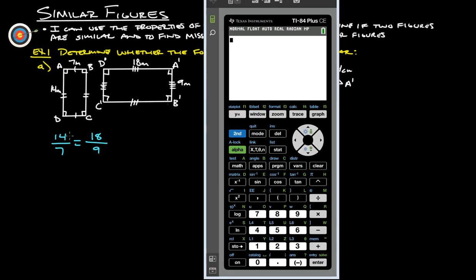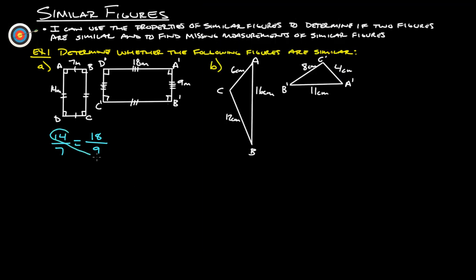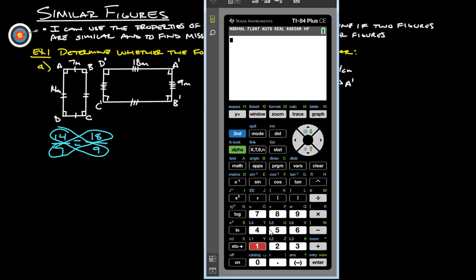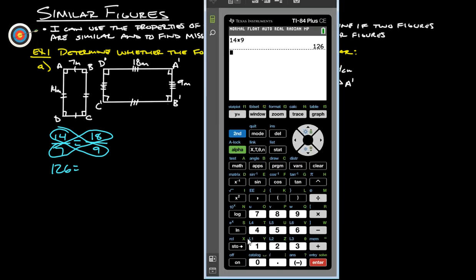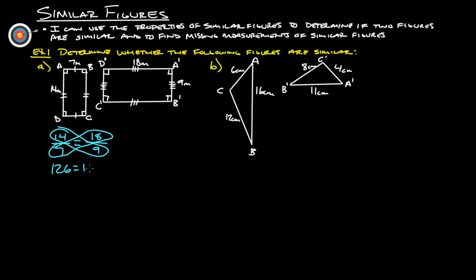Right, so what we can do is just cross multiply here. 14 times 9 should equal 7 times 18. 14 times 9 gives us 126. And then 7 times 18 also equals 126. So that is true. So therefore, they are similar figures.